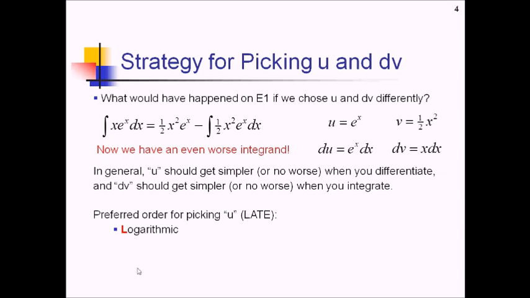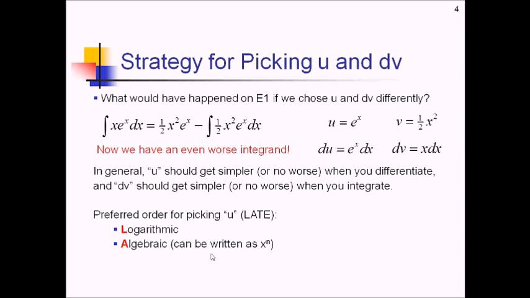The A stands for algebraic. This is basically anything that can be written as x to some constant. So those aren't too bad to take the derivative of. We don't like to take the integral of those because the exponent just keeps getting bigger, but if we have to choose between that and a log, I guess we would go with logarithmic.